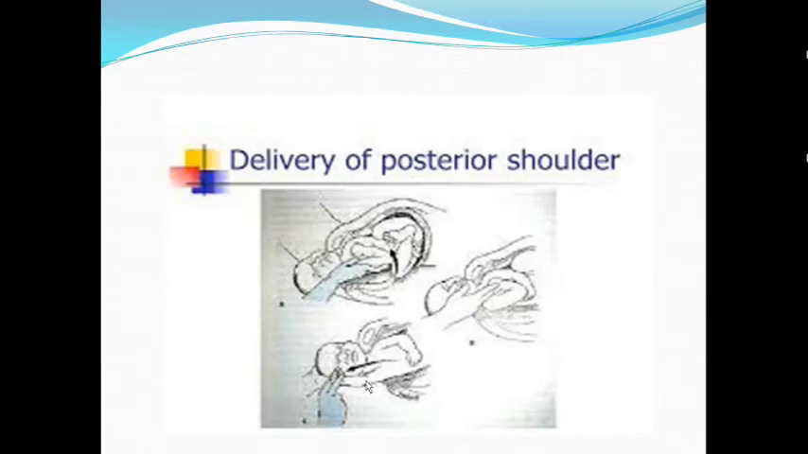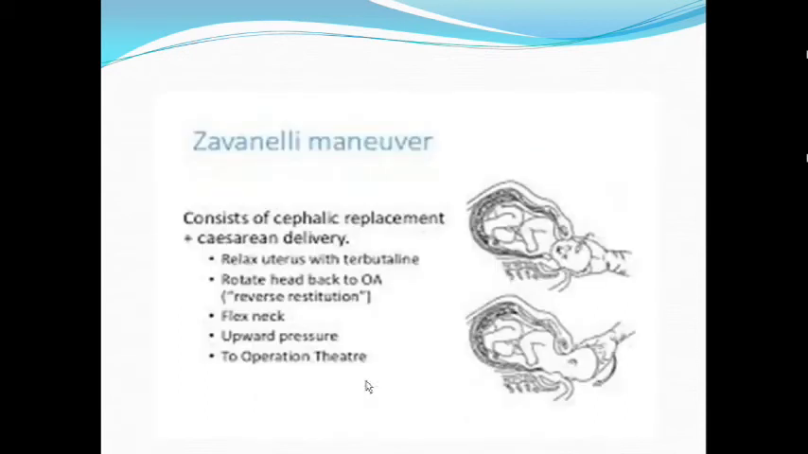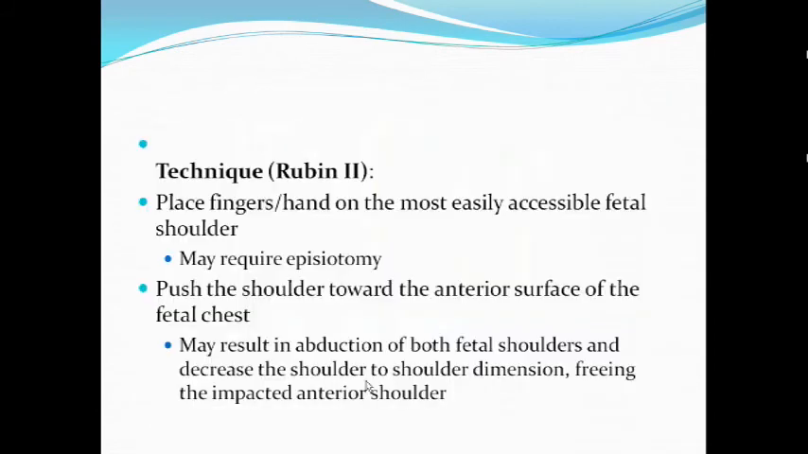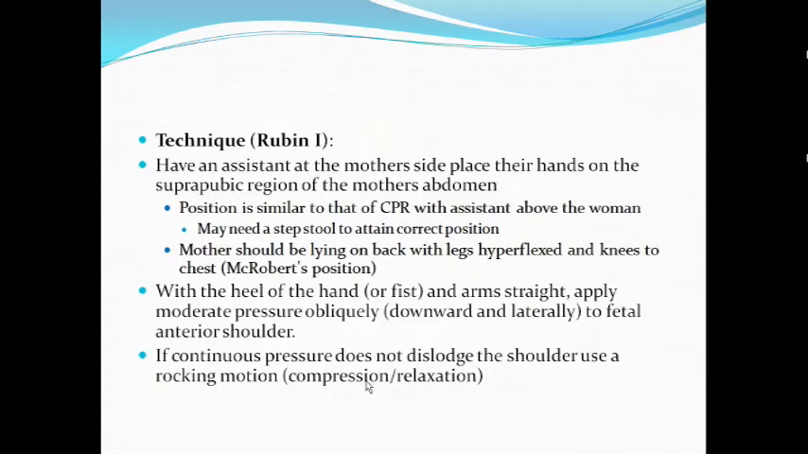So if by wood screw maneuver you are not able to deliver the baby, then there is delivery by the posterior shoulder. As you know, in the pelvis the sacral curve has some space, so you are able to put your hand behind and hold the hand and deliver it, the posterior shoulder first, posterior hand first, and then the delivery of the rest of the body. It's a difficult procedure. Posterior shoulder delivery is difficult. Sometimes there is injury to the humerus also in this procedure.